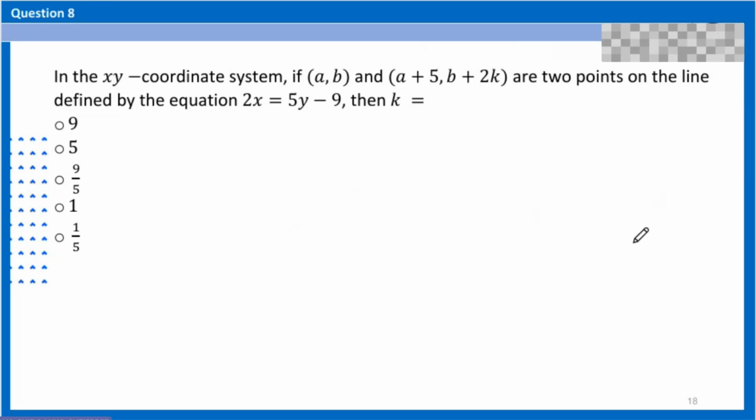Question 8 says, in the XY coordinate system, if (a, b) and (a plus 5, b plus 2k) are 2 points on the line defined by the equation there, then k equals, and you need to find the value of k. So let's see. You can try. So how do we calculate this? Actually, you have different possibilities.